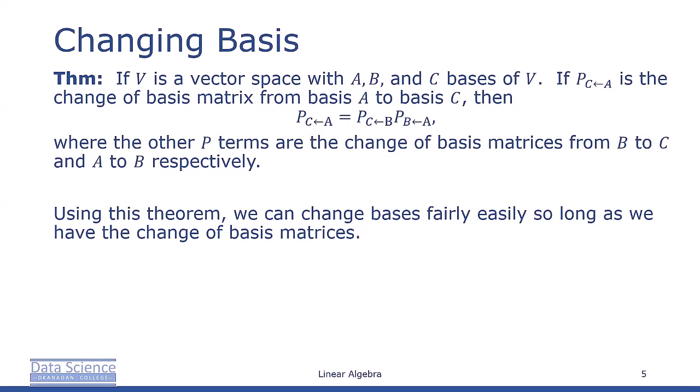If V is a vector space, and A, B, and C are all bases of V, and if we can create a matrix P that takes basis A to basis C, then we can represent the matrix that takes basis A to basis C as the product of a matrix P that takes basis B to basis C times another transformation matrix P that takes basis A to basis B. So thinking about change of basis this way, we can fairly easily move from one basis to another as long as we have the change of basis matrix at our disposal.